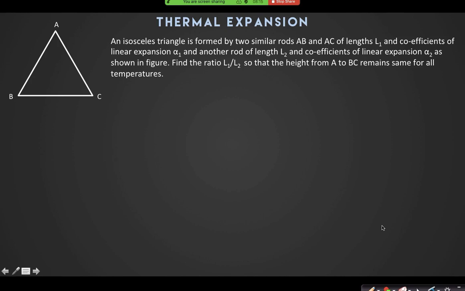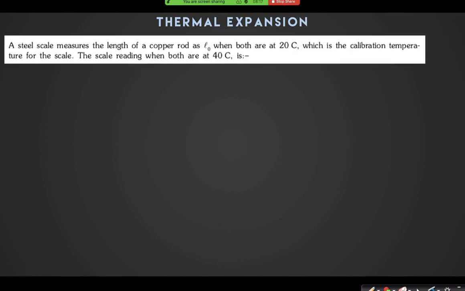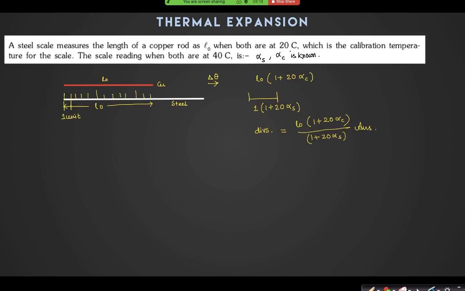So this delta theta is always in centigrade. The change is always in degree Celsius or degree Kelvin. Both are the same change.